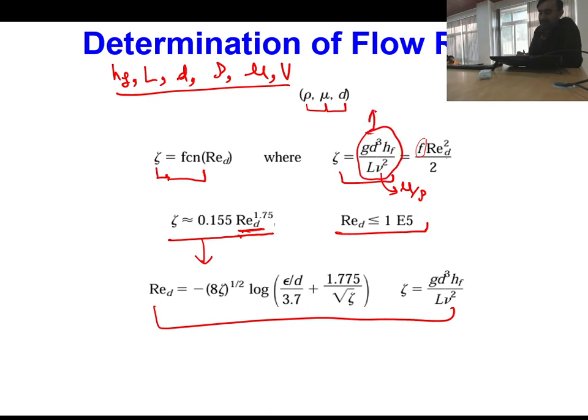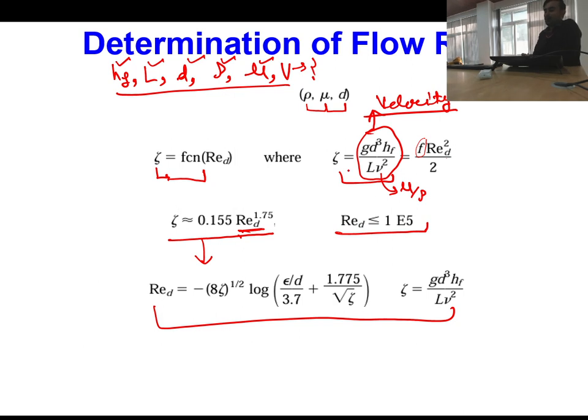does it have any inclusion of velocity of the flow? Velocity of the flow is coming over here? No. So velocity is not coming into this picture. So if velocity is not there, zeta can be calculated by knowing the other given parameters. Because h_f is known to us, L is known to us, D, rho, mu, all are known to us. By knowing these parameters, the only unknown is velocity.